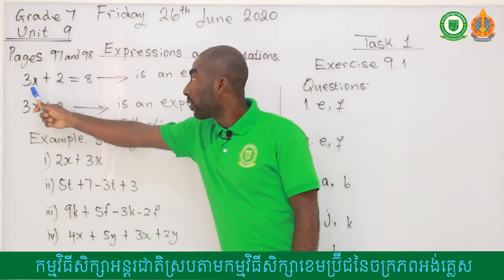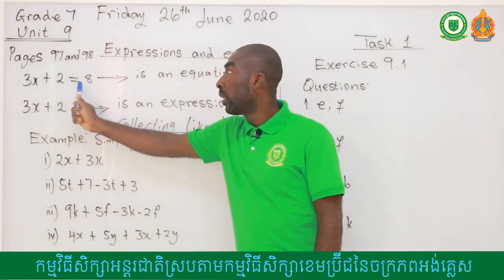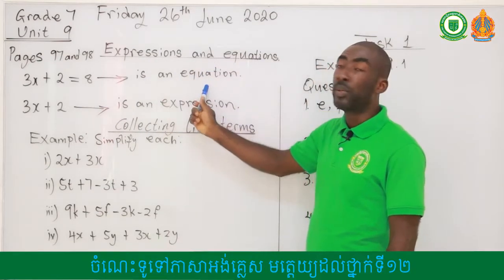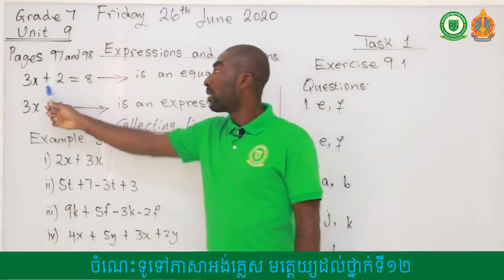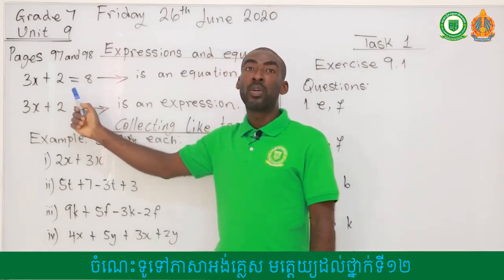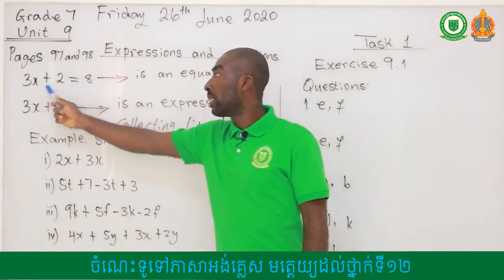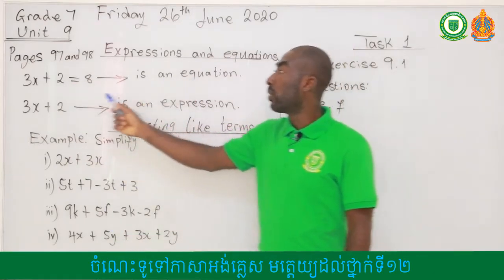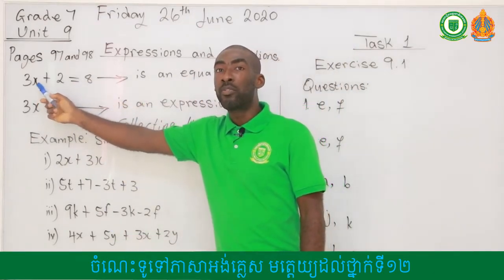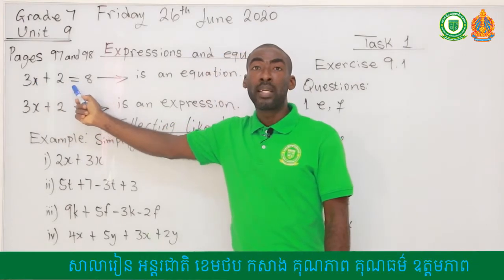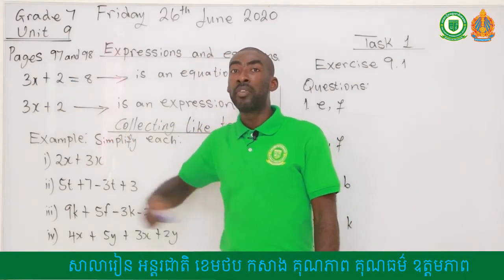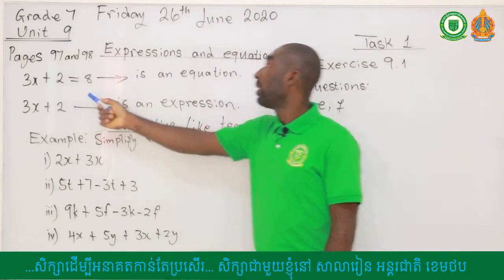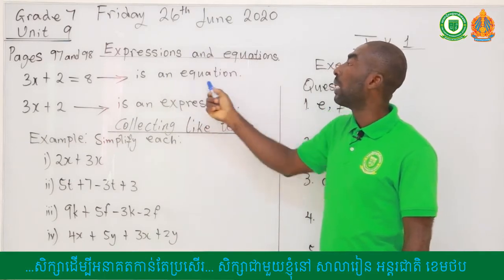When you have 3x plus 2 equal 8, this is an equation. Why do we say that this is an equation? Because we are using an equal sign here in this situation. That is why it is called an equation. So an equation is a kind of mathematical writing that comes with an equal sign. Whenever you have any mathematical writing that comes with an equal sign, that writing is called an equation.